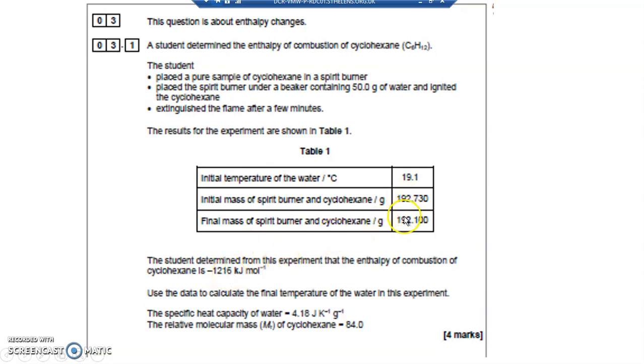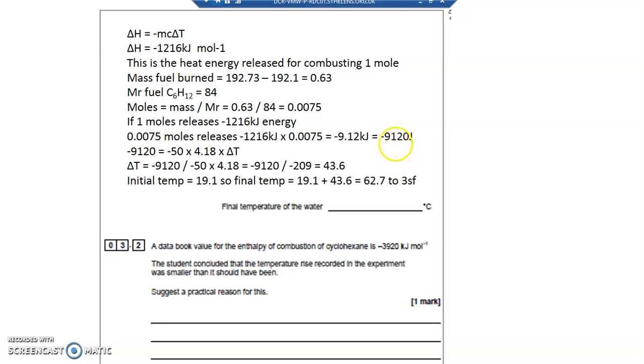The masses here are to 6, the initial temperature is to 3, so I always take the lowest number of significant figures in my question, which is 3, and that's why I'm putting this to 3 significant figures.